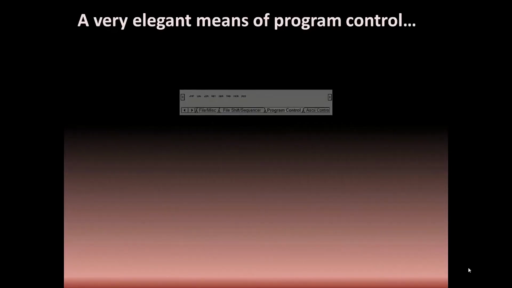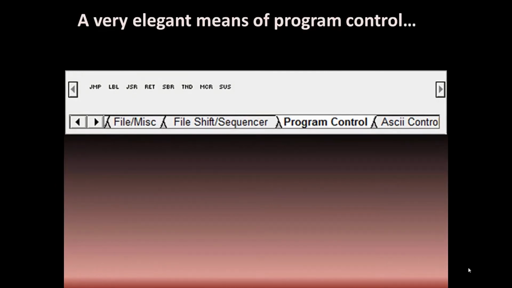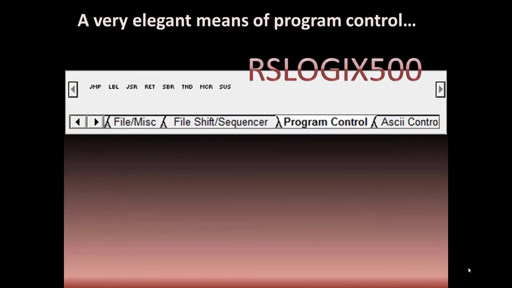Speaking of program control, at this point, if you're watching this video because you completed the projects in the RSLogix 5000 manual, then you have already gone through all the ladder logic diagram projects and you've used the program control somewhat. Now, the program control in RSLogix 500 was limited to these half a dozen or so instructions. Looks like there's 8 instructions altogether: jump, label, jump to subroutine, return, subroutine, temporary end, master control relay, and suspend.